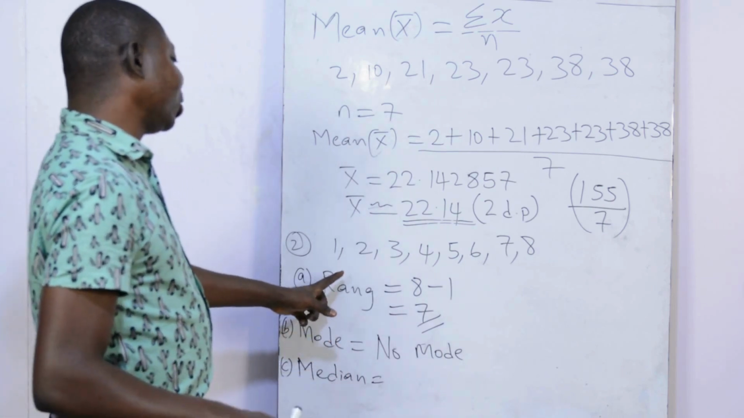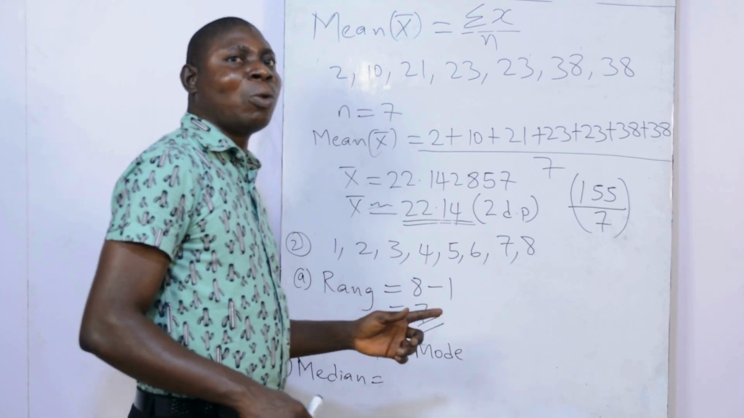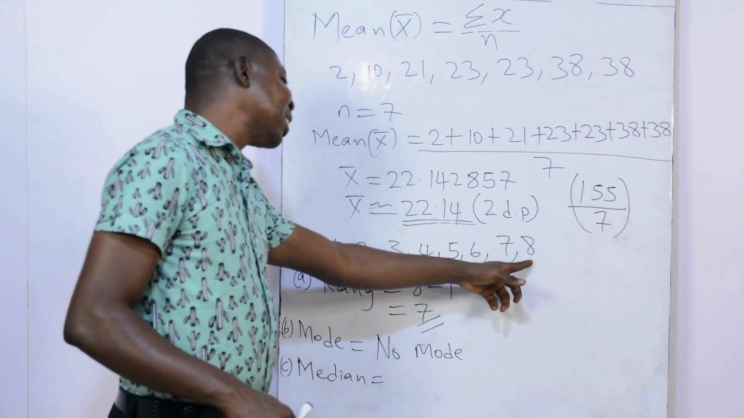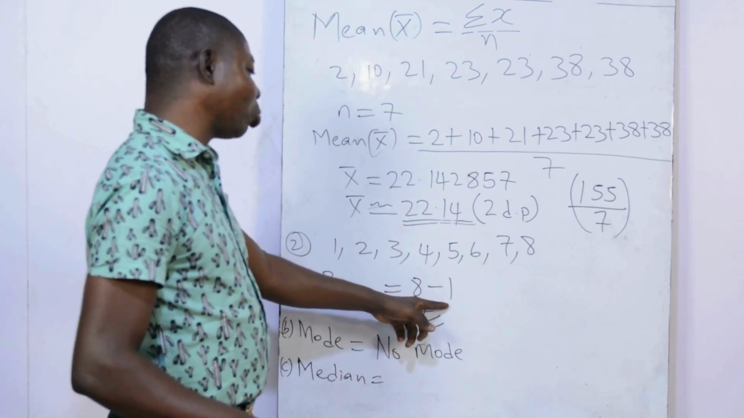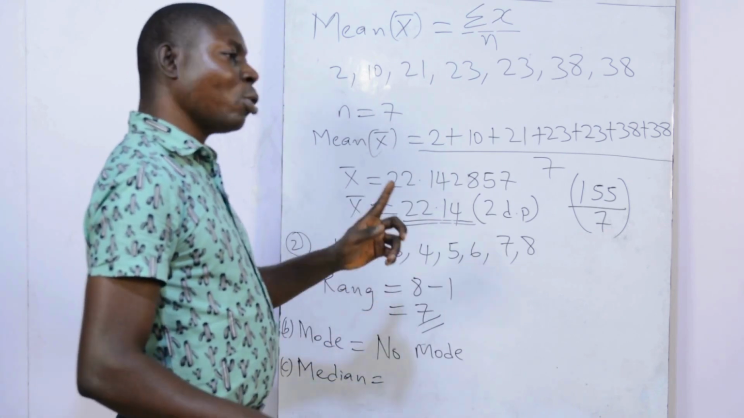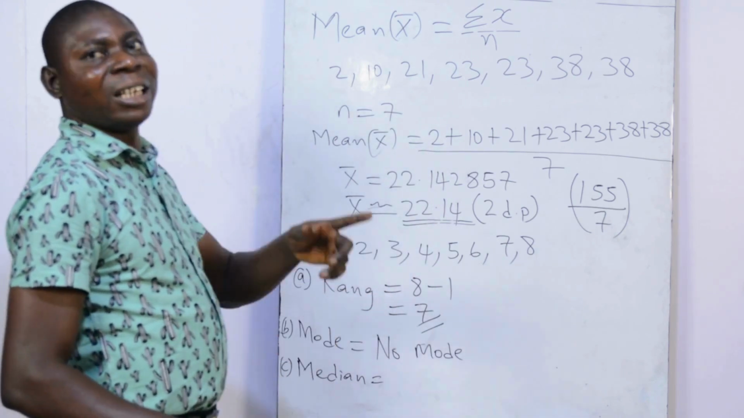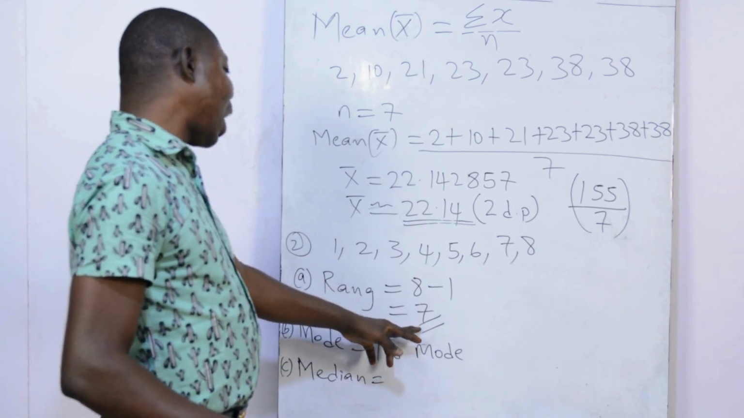Now, range. Range is the highest value minus lowest value. 8 is the highest, while 1 is the lowest. That is 8 minus 1. You will get 7. That's range. So don't forget, if you want to calculate range, it is highest value minus lowest value. You will get your answer.